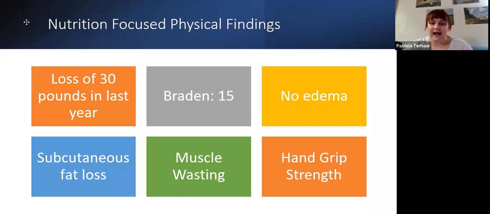She also had self-reported loss of hand grip strength. So we didn't have the hand grip strength tool at the facility to use for her.